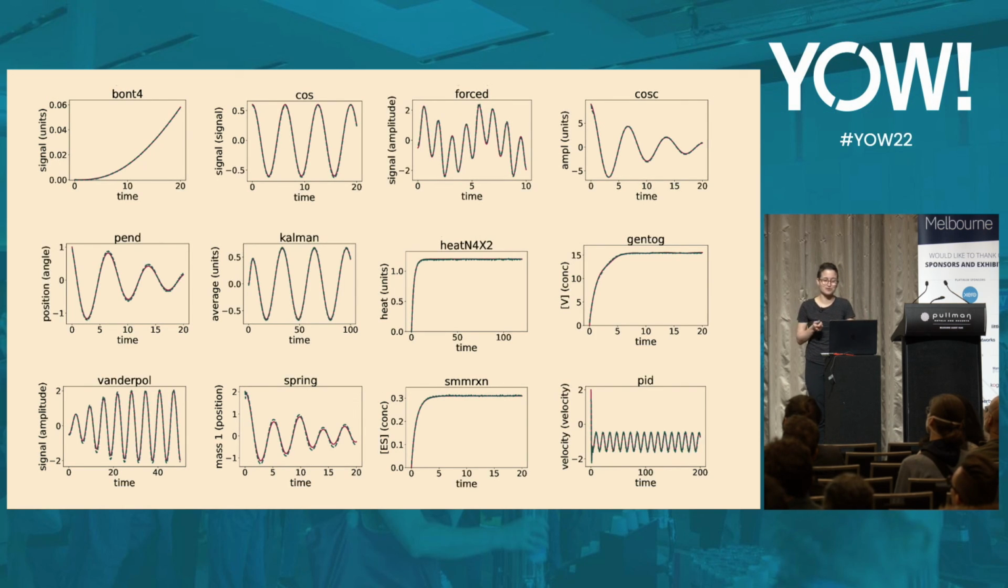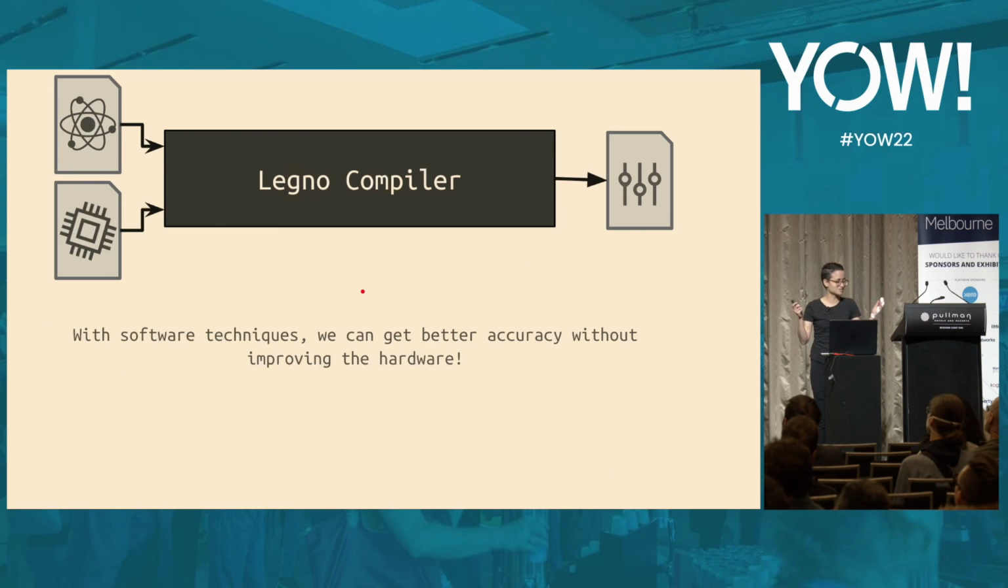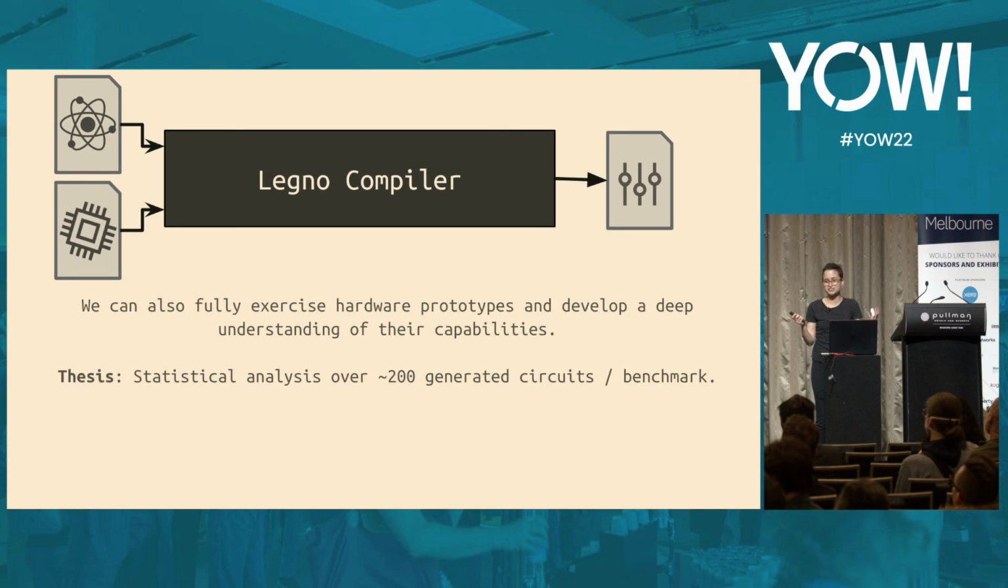And so basically, the co-design is an important step to getting this hardware to give you high fidelity results. So basically, with software techniques, we can get better accuracy without actually improving the hardware. This is the same hardware platform that the people who fabricated this device used, right? But I got much more accurate results just because I thought carefully about how to optimize the computation to the target hardware platform.